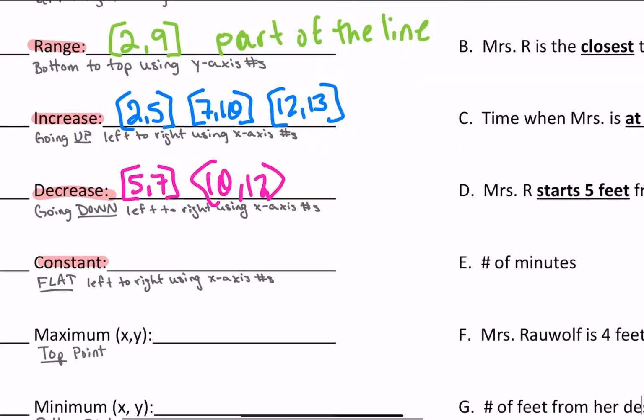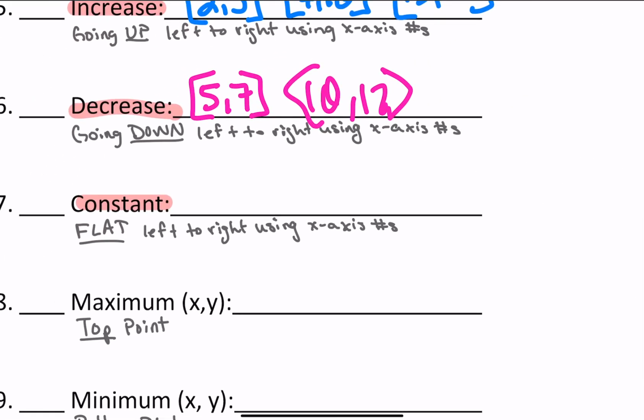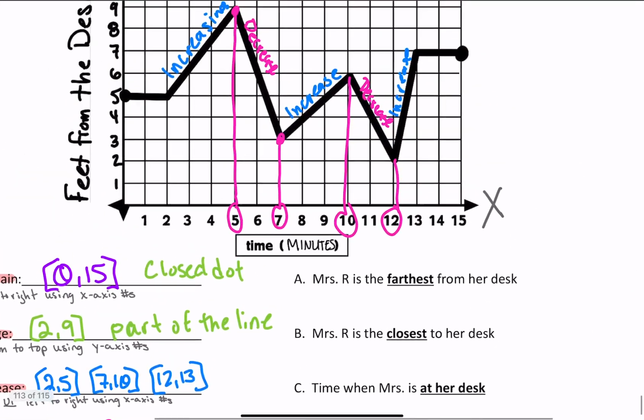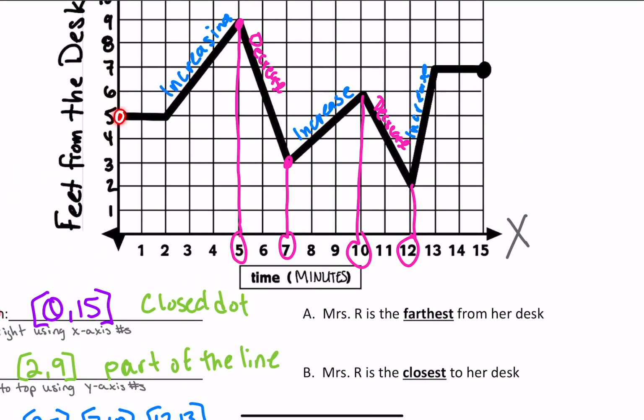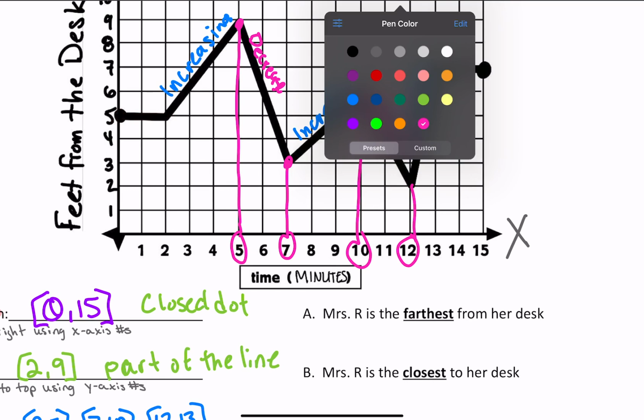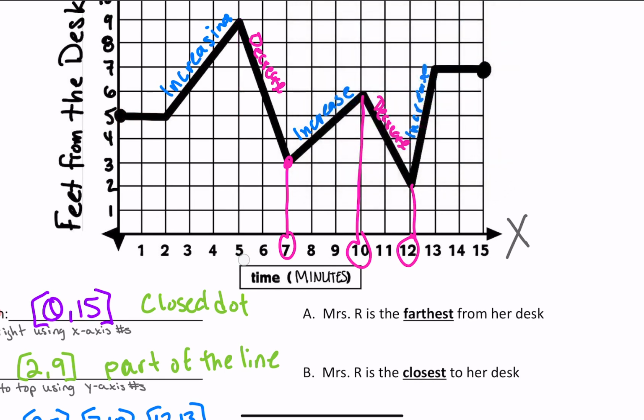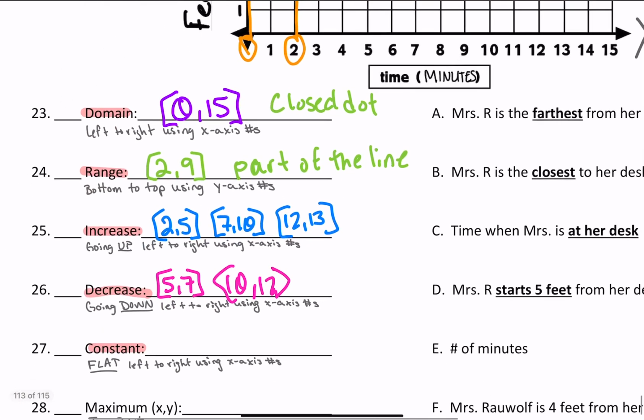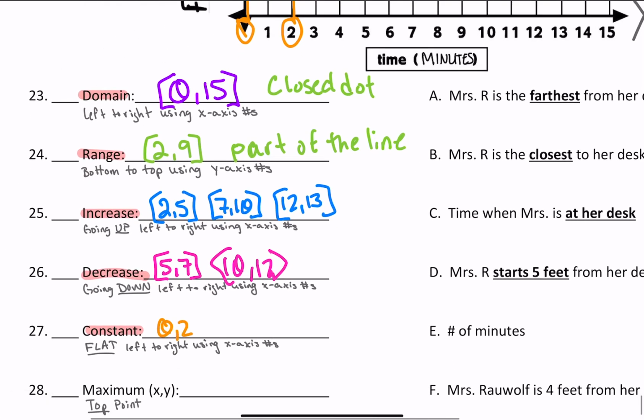Now I have to look at the constant. So the constant is when the graph is flat. So looking at my graph here, we start at the left, and look, that first part is flat. So let me erase these other pinks. So we have flat, and it first starts being flat at time 0 and stops being flat at time 2. So it goes from 0 to 2, and these are both going to be closed.